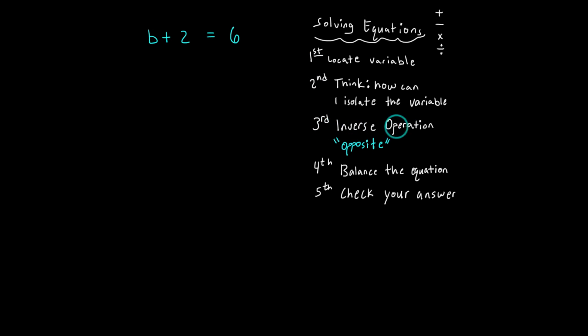The third step is to use the inverse operation. Inverse is a fancy way of saying do the opposite. Well, if I'm adding 2 here, I'm going to change colors. If I'm adding 2, the opposite is to subtract 2. So I'm going to subtract 2.